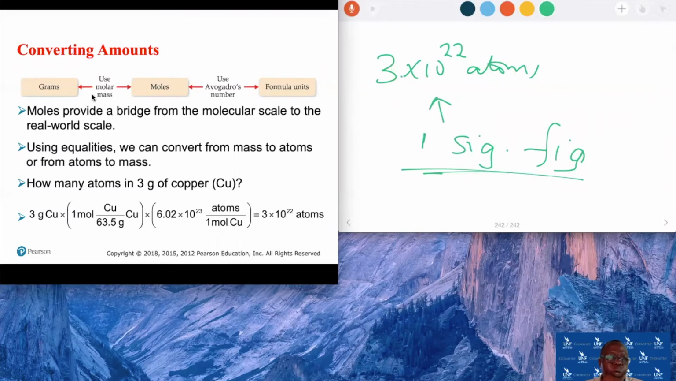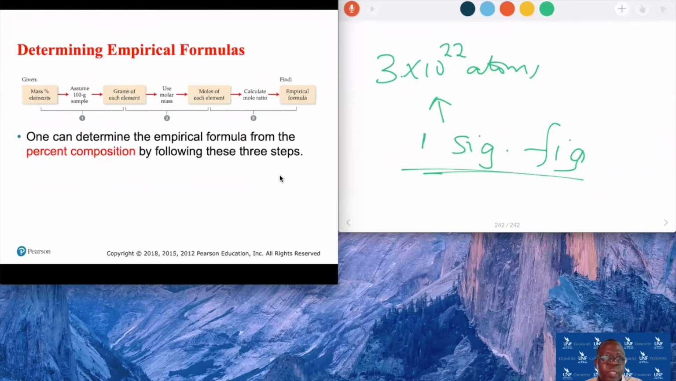So what have we used? We have used Avogadro's number to move from grams to formula units, or grams to atoms. Any question on that problem? You'll see this in the next exam, or this coming exam. You'll see it in the quiz. You'll also see in the homework how to do the conversion from atoms to grams or grams to atoms.